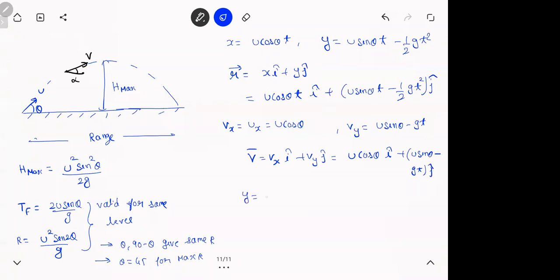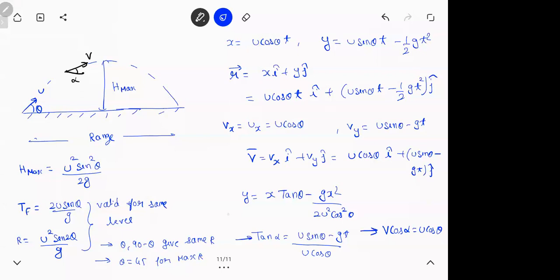And then you have the equation of trajectory. Y is x tan theta minus g x square by 2u square cos square theta. And we have tan alpha, which is the angle at any instant: (u sin theta minus gt) by u cos theta. And we also know the horizontal velocity will always remain the same. V cos alpha is u cos theta. So these are all the formulas. That's everything.